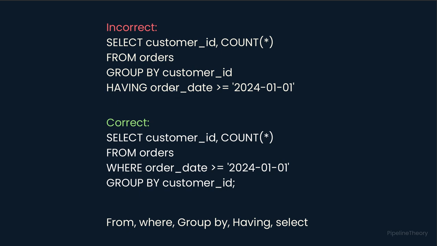Here, having order date greater than 2024 and where order date greater than 2024 may sound equally correct to a beginner. But for an experienced professional who knows how the data behaves, this is not the correct approach, because the having condition is used to segregate the aggregated columns into different chunks.